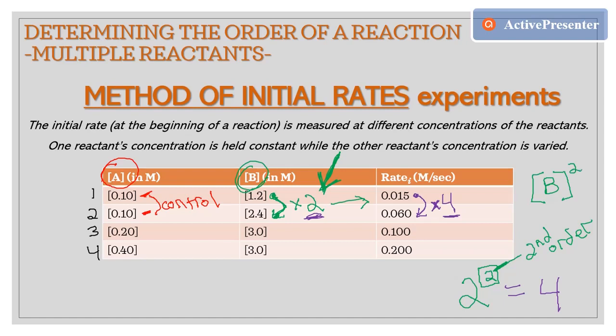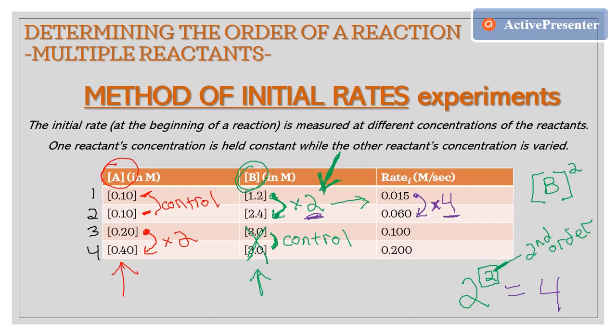Now let's look at experiments 3 and 4. If you look at column B, experiments 3 and 4, we left these the same. We left them at 3 molarity. So this is the control for the concentration of B, so we don't have to worry about these. We're just going to look over here at the concentration of A in experiments 3 and 4. So we started out with 0.20, and then in experiment 4 we doubled that to 0.40.